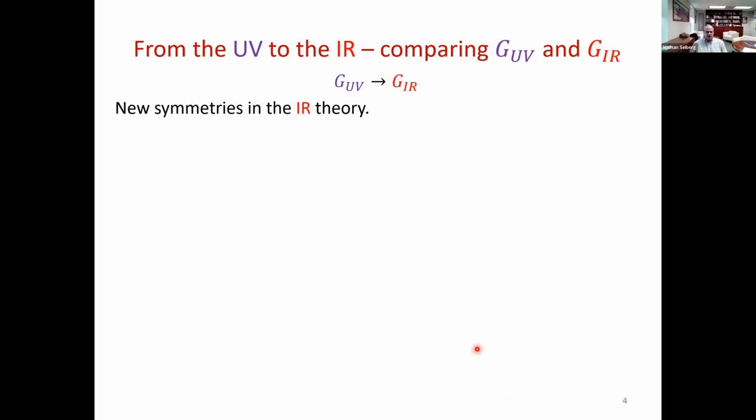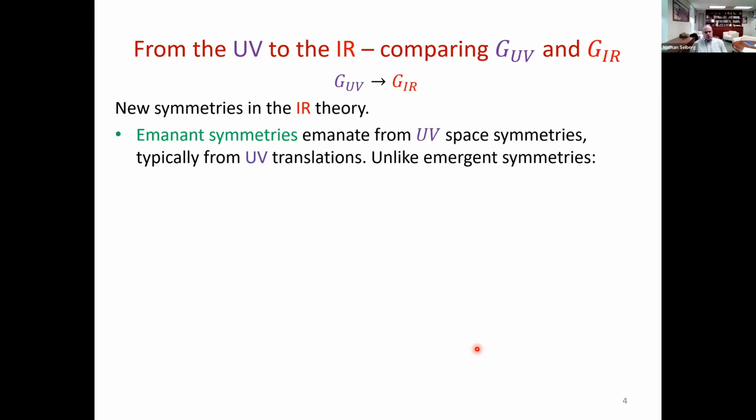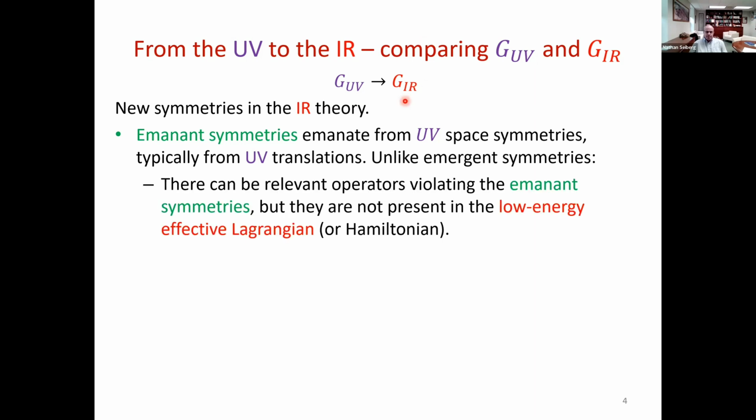Now, there is a new phenomenon that can happen, which will be the subject of this talk. There can also be new symmetries in the IR that originate or emanate from the UV space symmetries, typically from UV translation. These are symmetries that are not internal symmetries in the UV. They are in the IR, but unlike the emergent symmetries that I mentioned earlier, there can be relevant operators violating these symmetries. But these operators are not present in the low energy action.